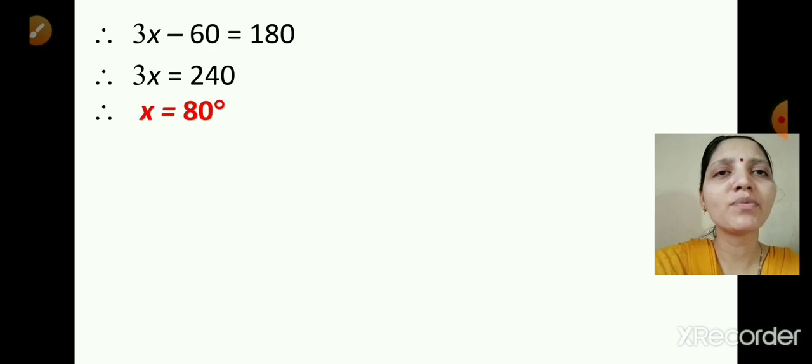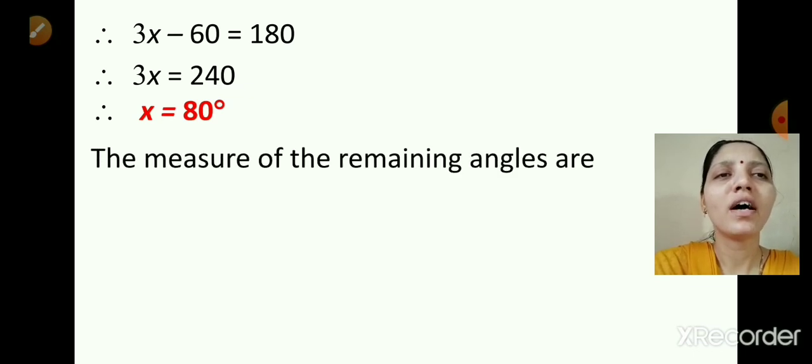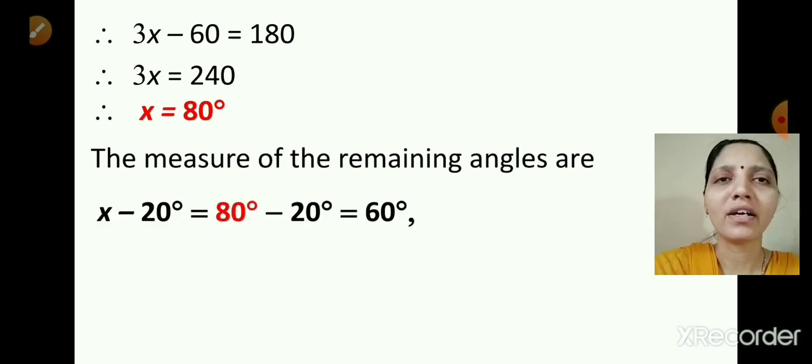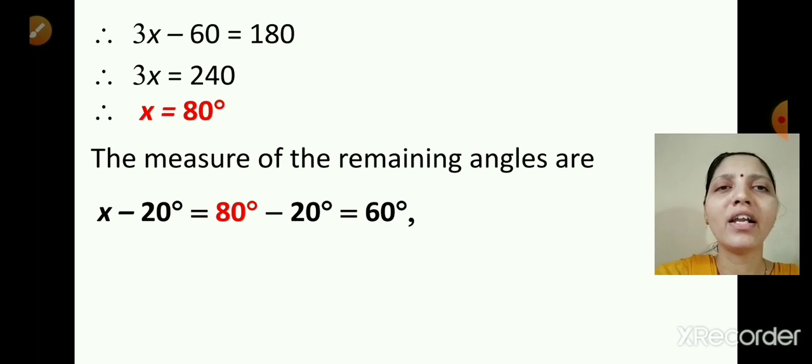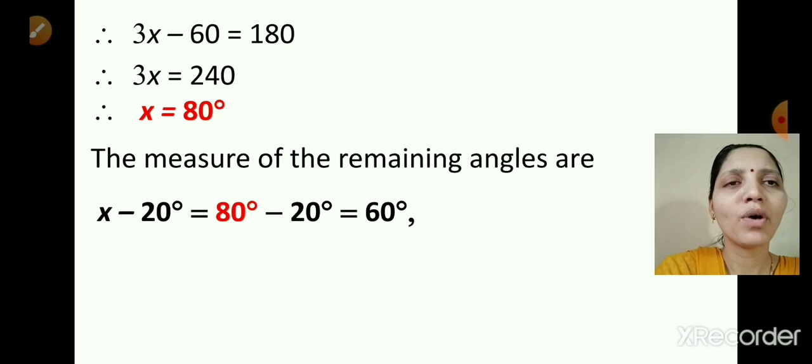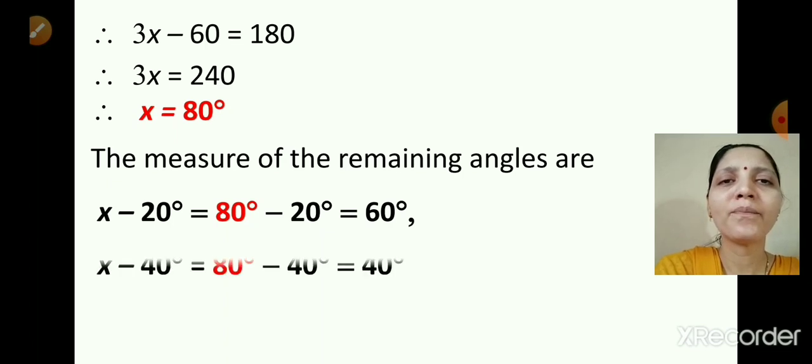Now let's substitute this value in the remaining angles of the triangle. So x minus 20, what is the next? So x minus 20 is the other angle given to us. So substitute the value of x, we will get 80 degrees minus 20 degrees, that is equal to 60 degrees. What is the third angle? Angle x minus 40 degrees. So substitute the value of x, we will get 80 degrees minus 40 degrees, that is equal to 40 degrees.